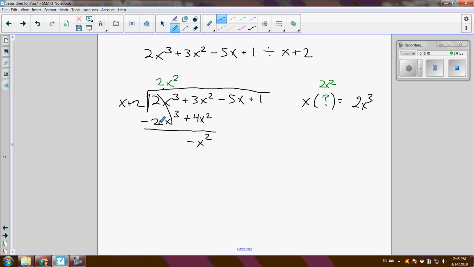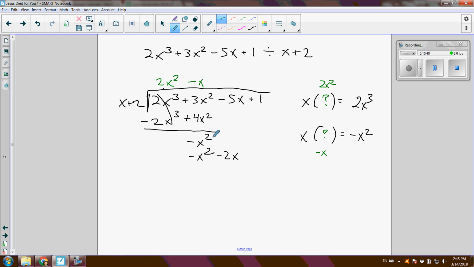Now we've got to ask ourselves, x times what equals negative x squared? X times x equals x squared, so x times negative x will be negative x squared. So it's a negative x. Negative x times x plus 2: negative x times x is negative x squared, and negative x times 2 is negative 2x.